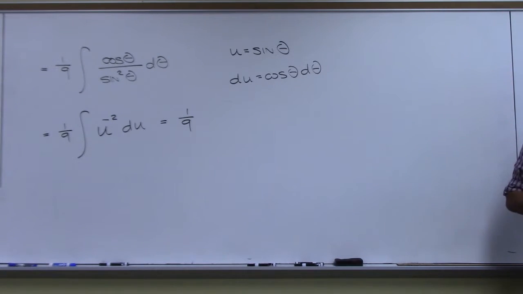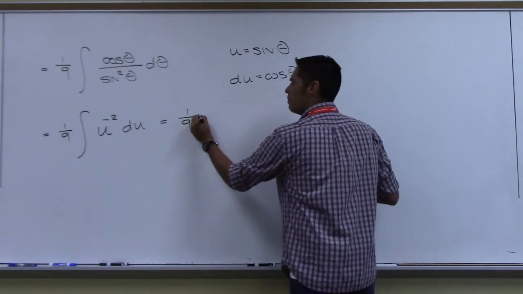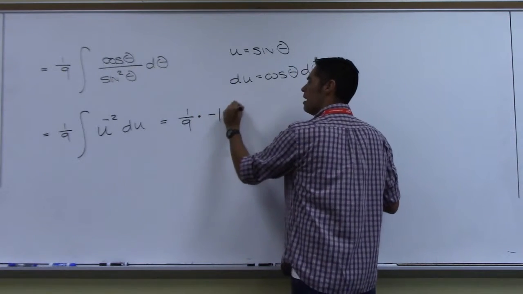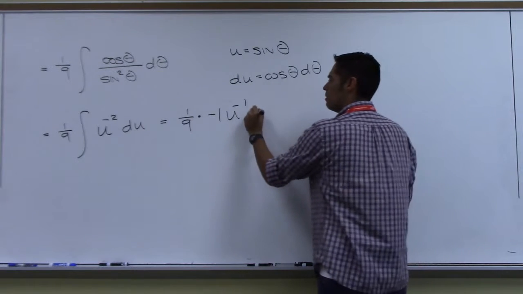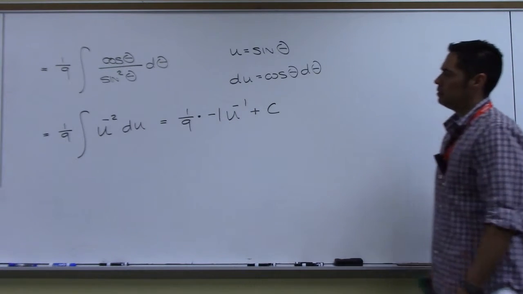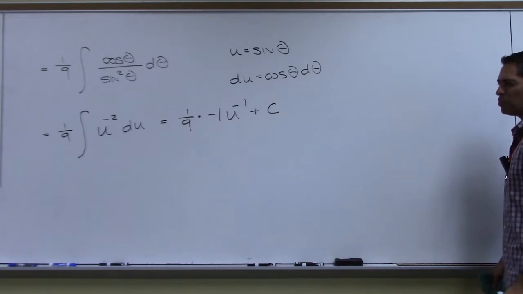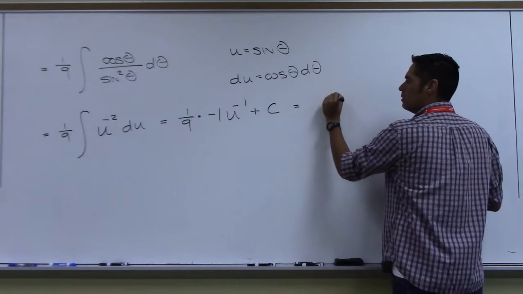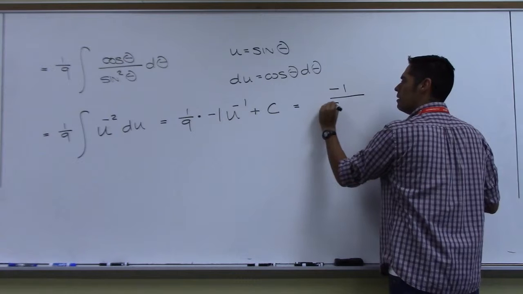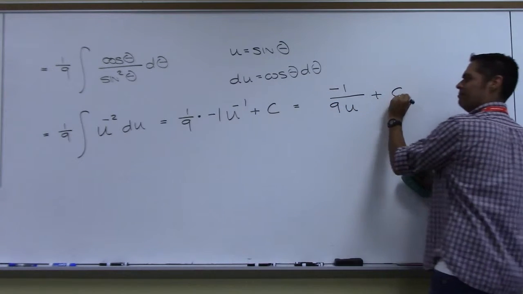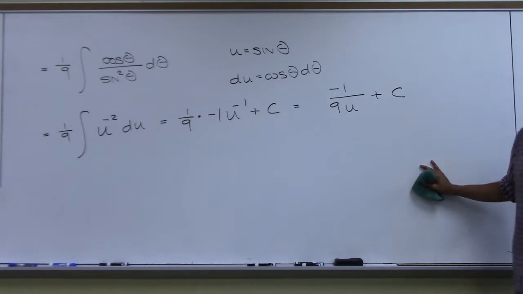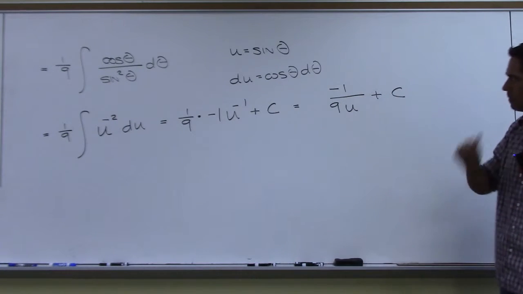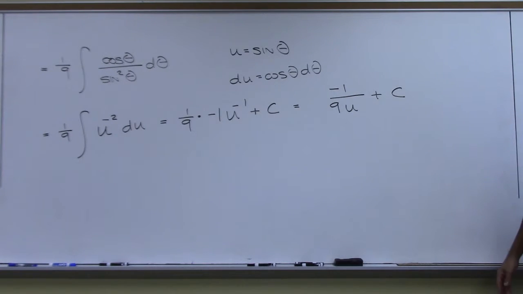So add 1 to the exponent. In front of it, 1 over that same number. So you get negative 1 u to the negative 1 plus c. And then that's really negative 1 over 9u plus c. That's the same thing. U to the negative 1 is 1 over u. The 9's already down there, so I'll just throw them together.